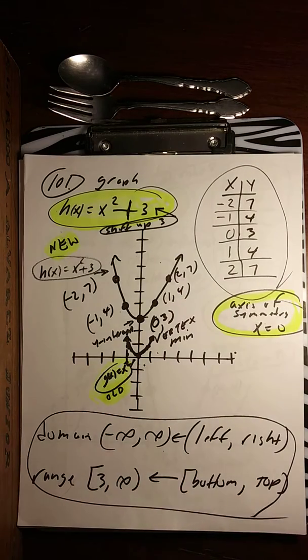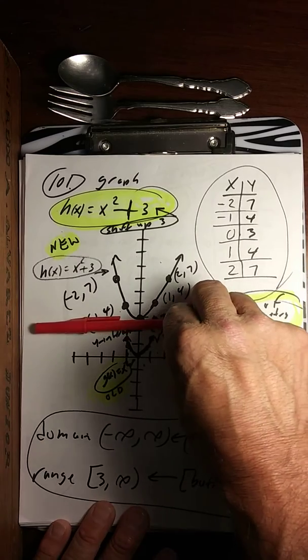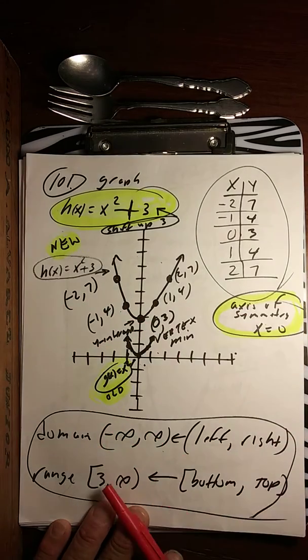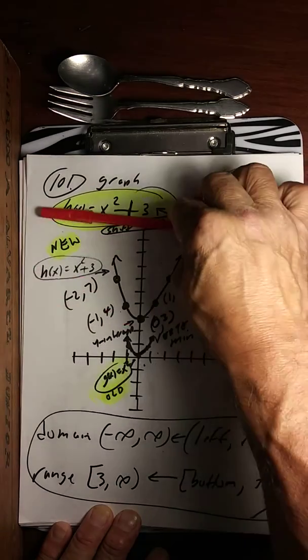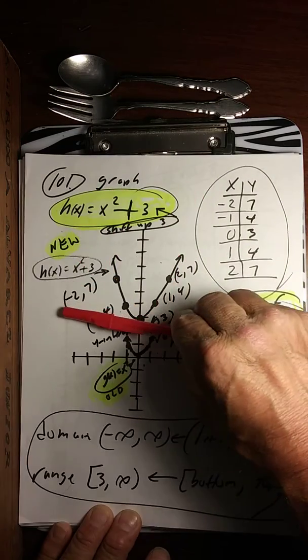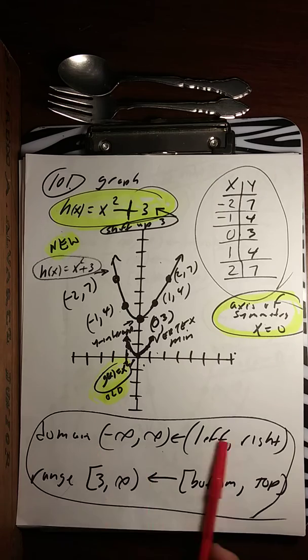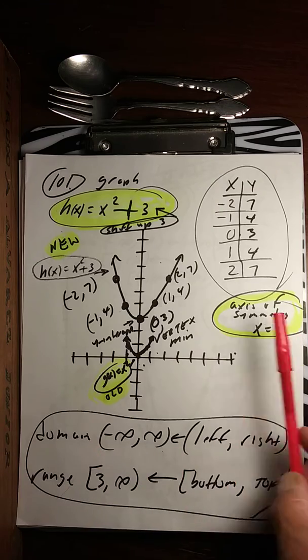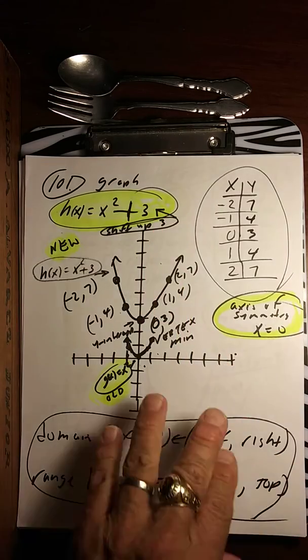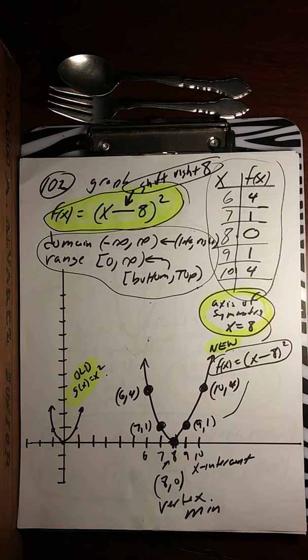Now, domain, infinity, infinity. And this one goes to 0, 3. So from 3, the bottom is 3 to infinity. So 3 to positive infinity is the range. Axis of symmetry is x equals 0 right there. Alright.